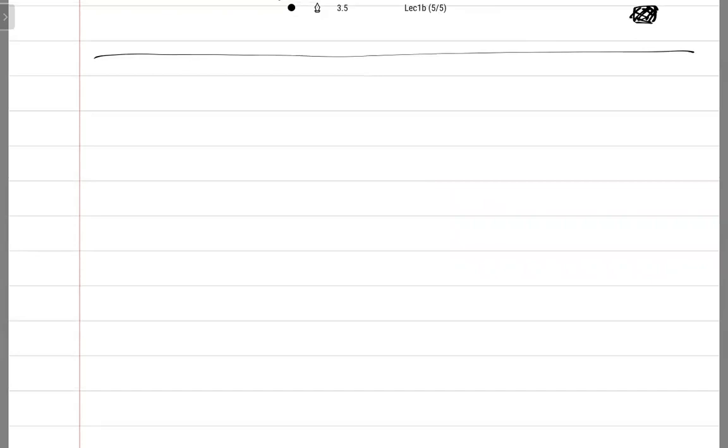There is one property that has a special name, the Euler homogeneous function theorem. So that's another property of homogeneous functions.